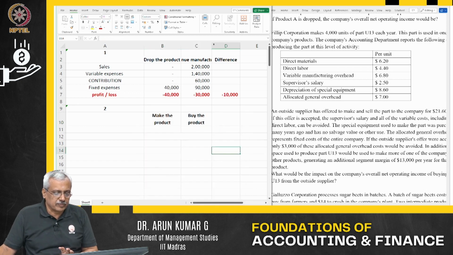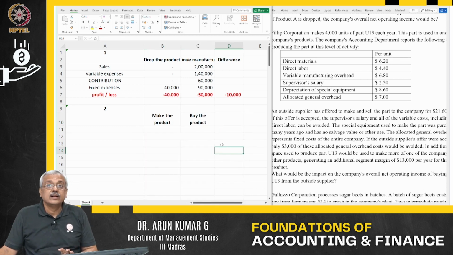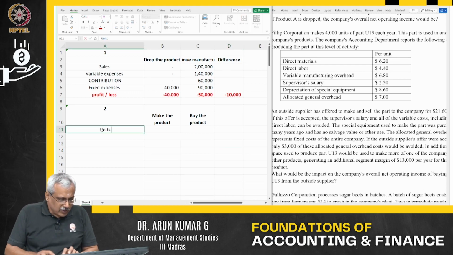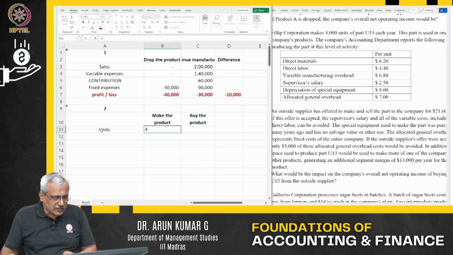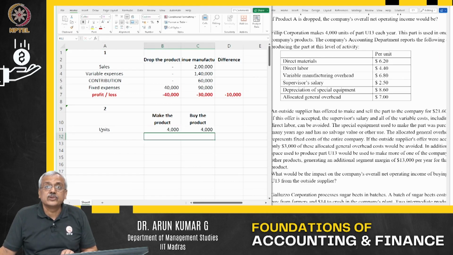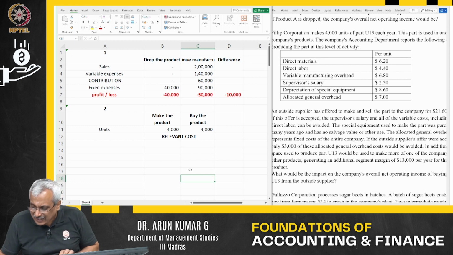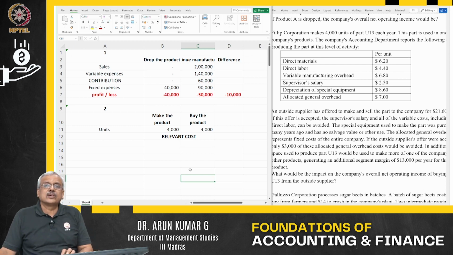Very clear and straight, simple out there. Now I would say, the number of units manufactured is going to be the same. Number of units in either case is going to be the same, 4,000 units and 4,000 units. Now what is it I am looking at? I am looking at relevant cost, the cost that is relevant between these two alternatives.